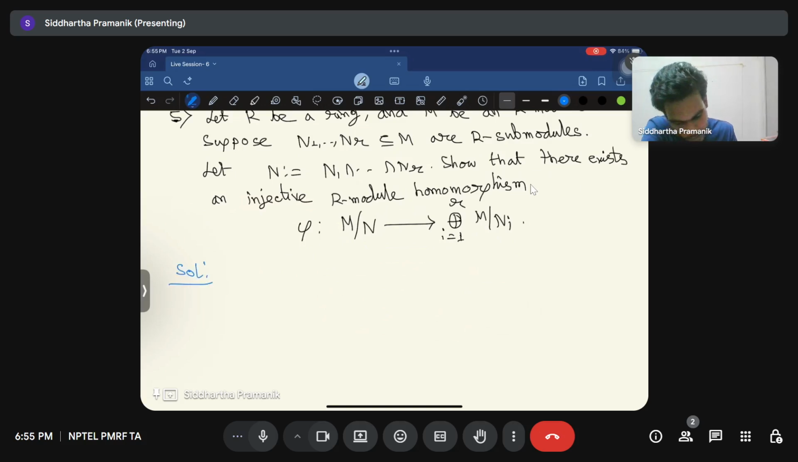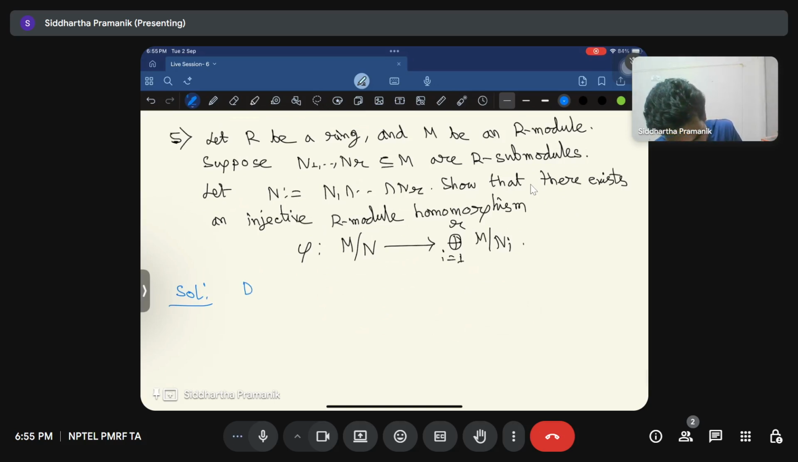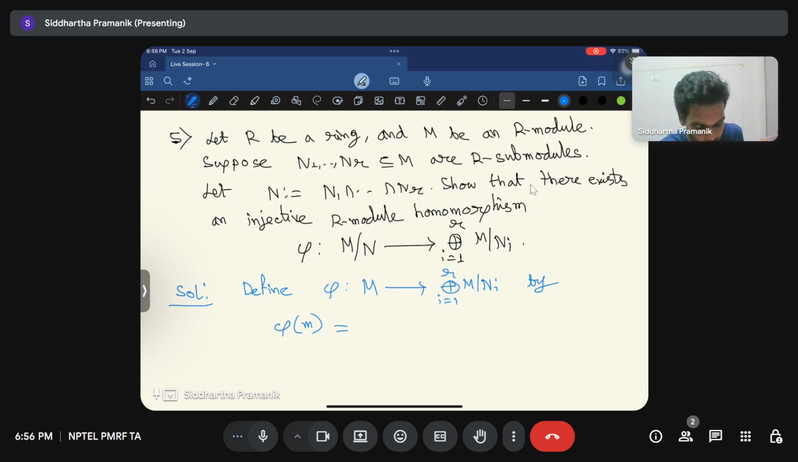So let's prove this. To prove that this is an injective R module map, I will use the first isomorphism theorem. So let's define phi from M to this direct sum of M mod Ni, where i is running from 1 to r. So what is the image of phi of m? It is just the natural, we just combine the natural homomorphisms.